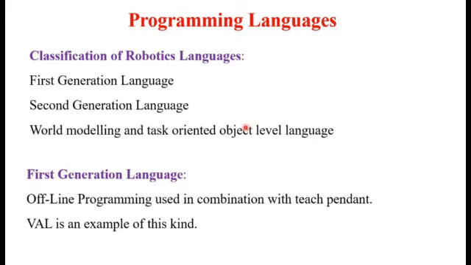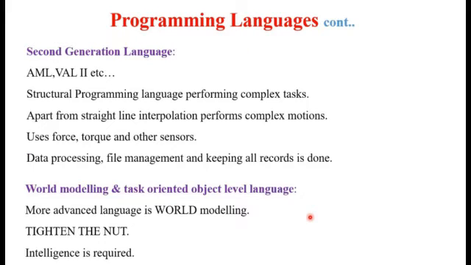In the first generation language, we can see that it is an offline programming language. It is offline programming used in combination with the teach pendant. Variable assembly language, VAL, is an example of this first generation language. In second generation language, AML and VAL II are examples.